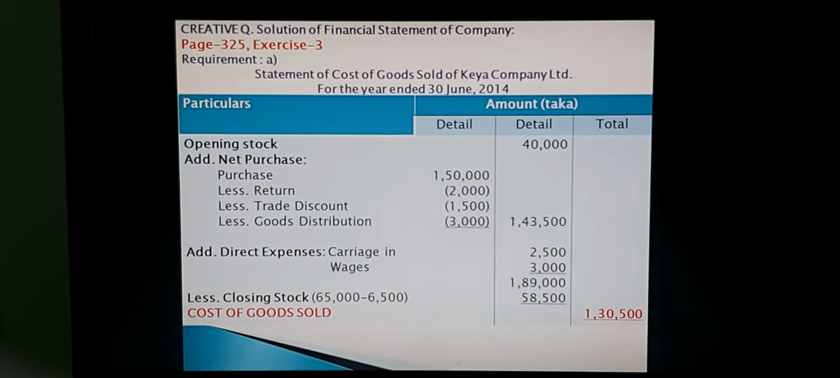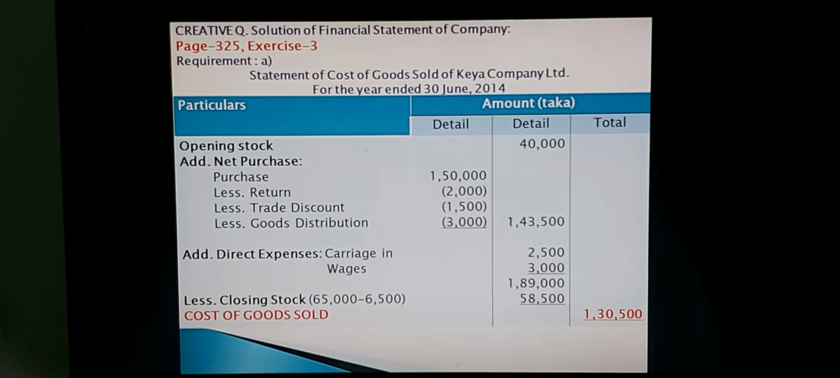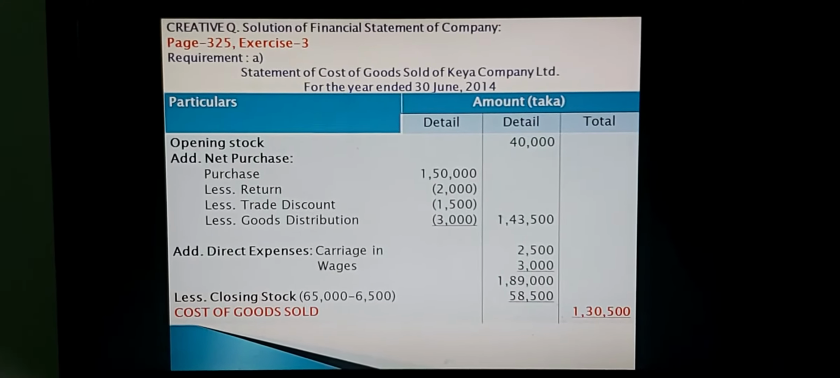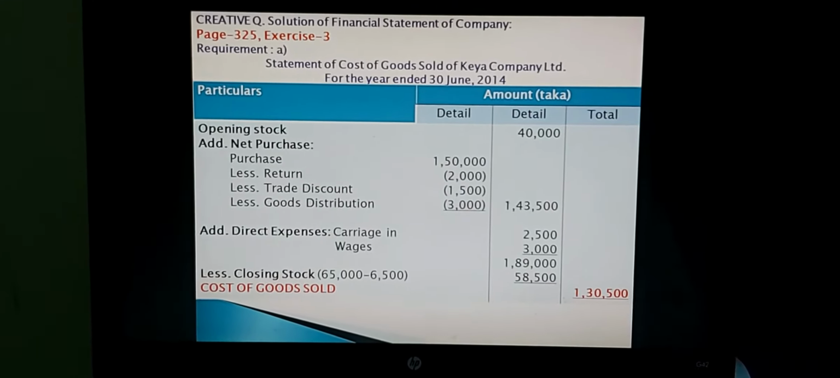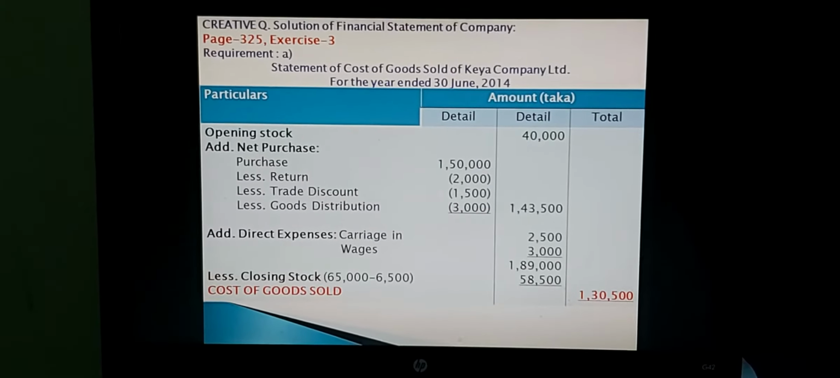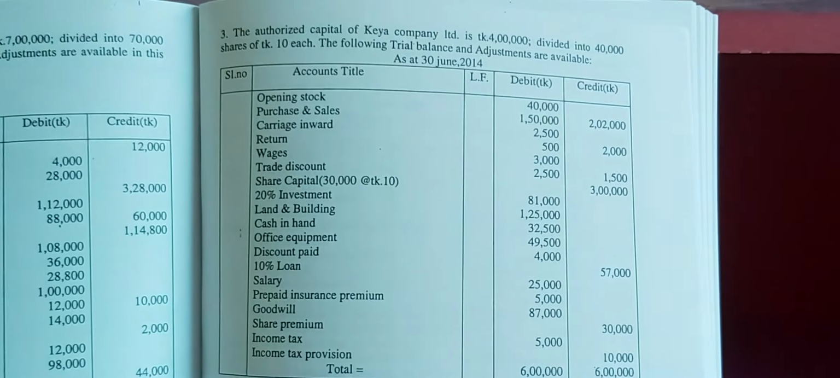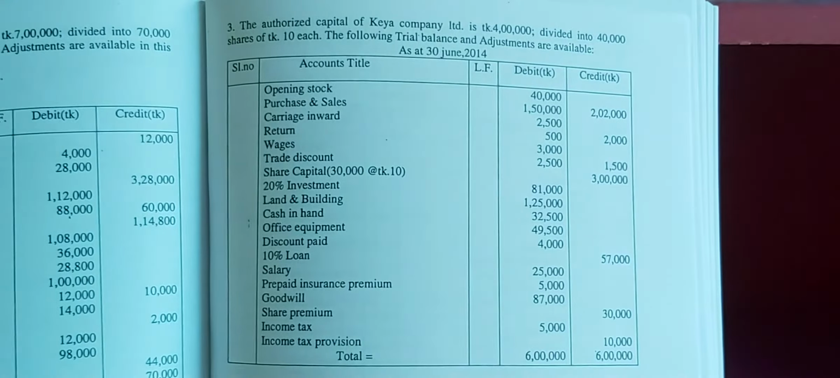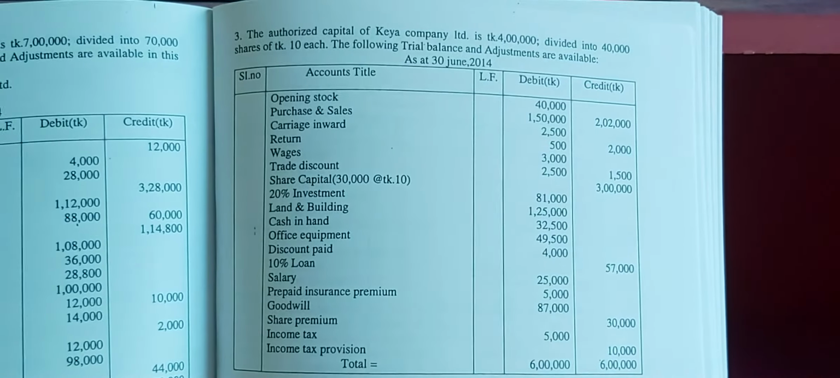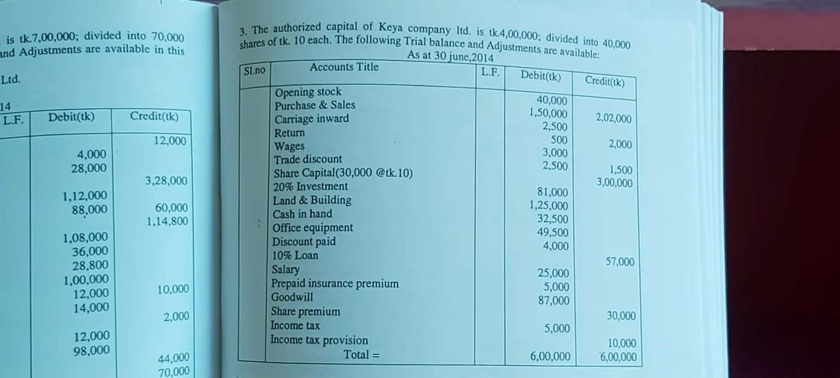I think you have taken your accounting book and accounting copy. Just for the time being, I read the question of creative 3. The authorized capital of Kya Company Limited is Taka 4 lakh divided into 40,000 shares of Taka 10 each. The following trial balance and adjustment are available as at June 30, 2014. Opening stock of Taka 40,000.